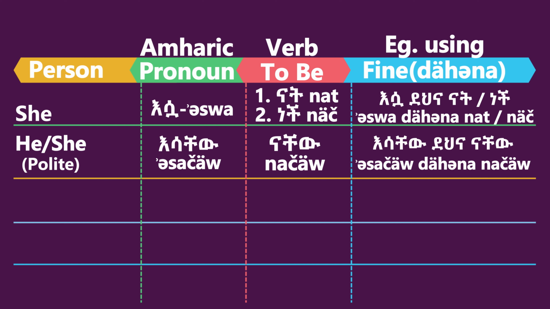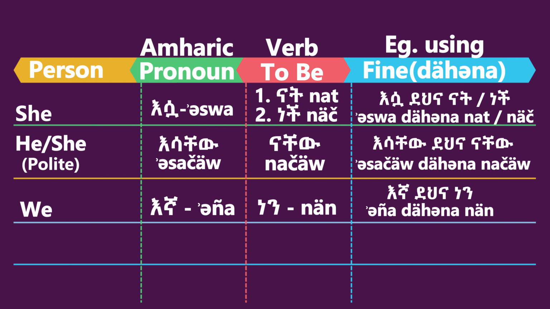The Amharic pronoun, which is equivalent to the English pronoun we, is እኛ. And the Amharic verb መሆን will now become ነን. Example, እኛ ደህና ነን, and it translates to we are fine.